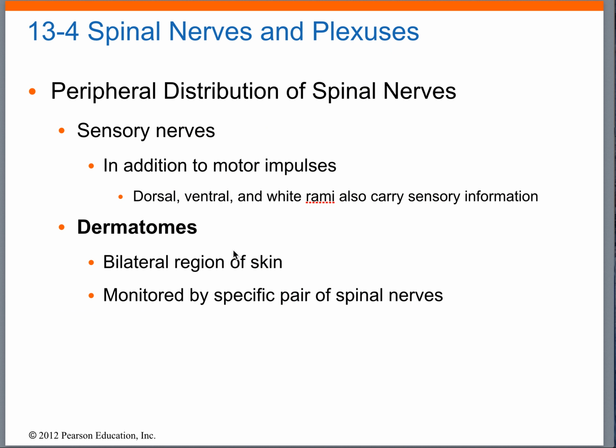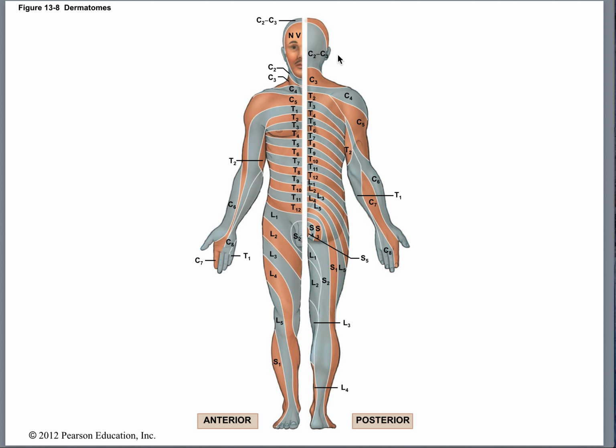So dermatomes, what is a dermatome? We still haven't covered the plexuses. There are some that are very specific that I want you to know, but for now, let's cover some of these definitions. A dermatome is a skin region. Here's the best example of it. It's the distribution for each nerve level.